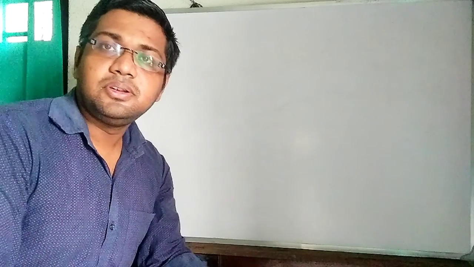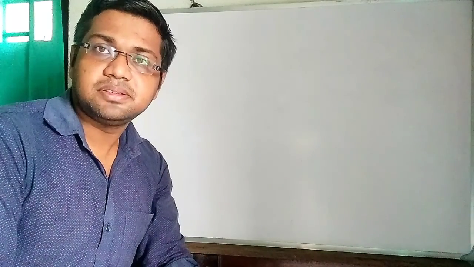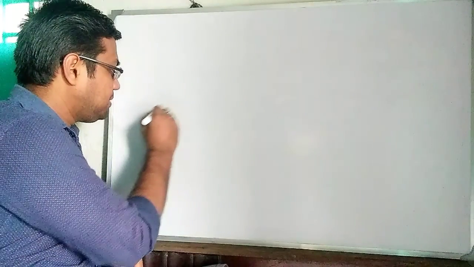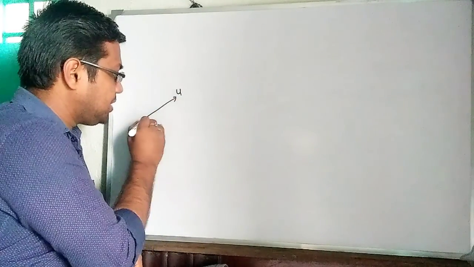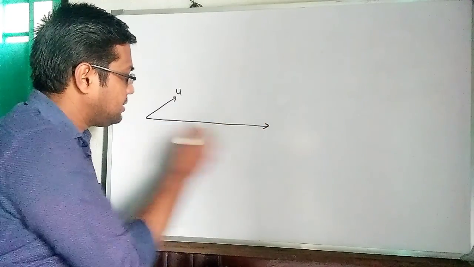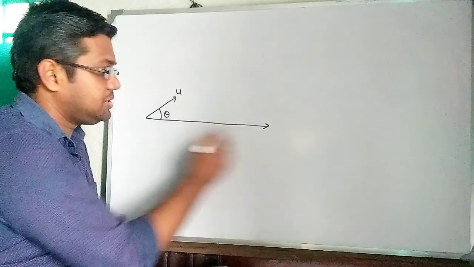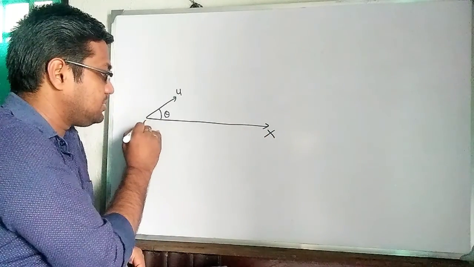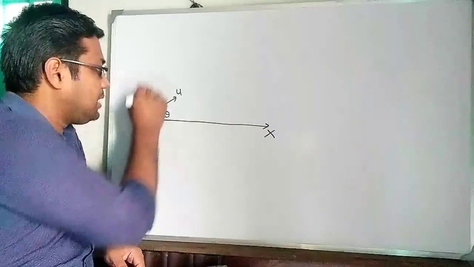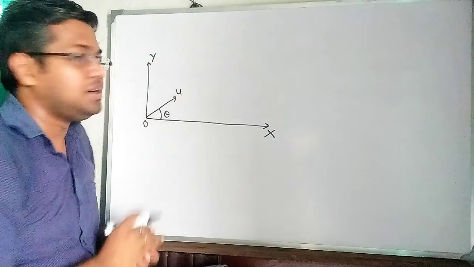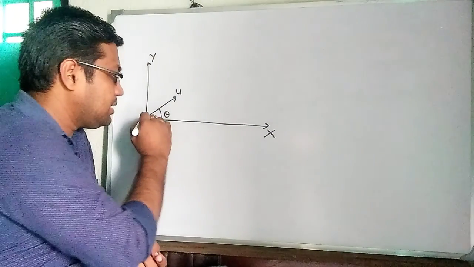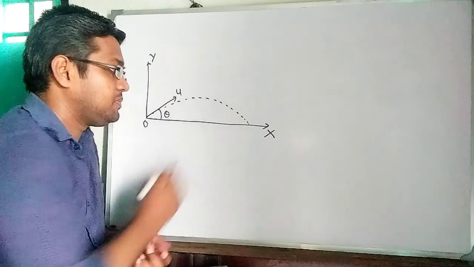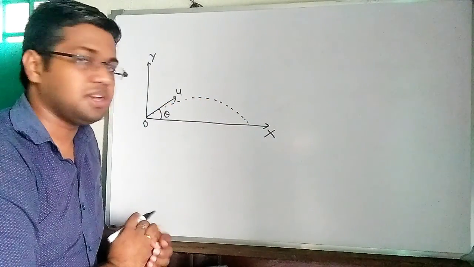Welcome to the new video, projectile motion advanced. You know that if a particle is thrown with a velocity u, making an angle theta with the horizontal, and we denote the horizontal level by the x-axis, O as the point of throwing and y as the vertical axis, then the particle will follow this type of trajectory.